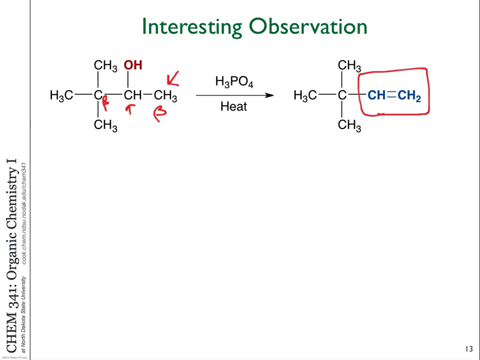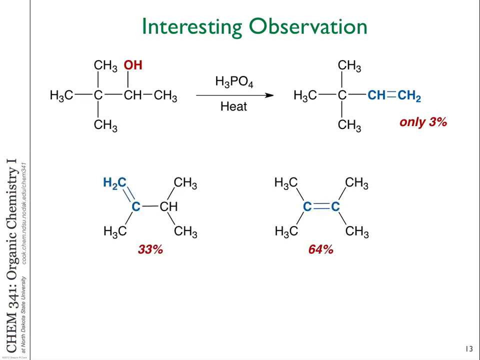Okay, now here's the problem. When you carry out this reaction and you heat this up with phosphoric acid, you see about 3% of that product. Okay? Two other products are formed preferentially. This one on the left is formed in 33%, and the one on the right is formed in 64%. What's happening? How could that be possible?